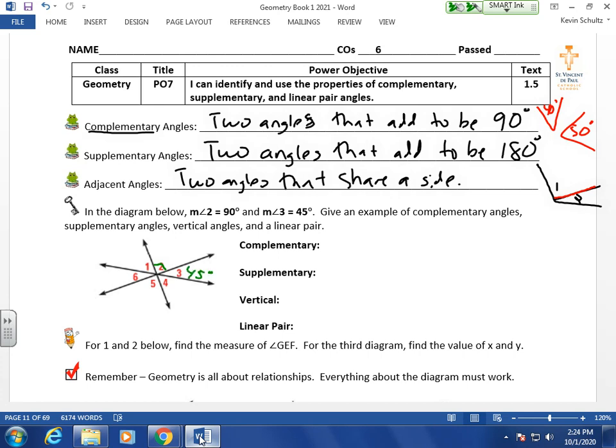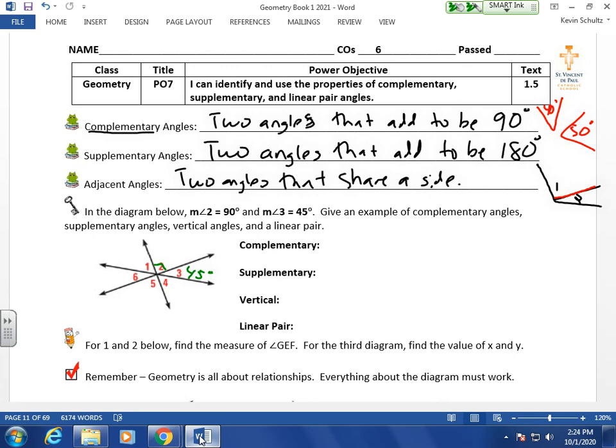Give me an example of angles that would be complementary, supplementary, vertical, we're going back to that here, and a linear pair, back to that as well. You can pick any of the four. Angle 4 and angle 3 are complementary, I believe. So in order for 4 and 3 to be complementary, what would angle 4 have to be? 45. Is there enough information here for us to determine that it's 45 degrees?